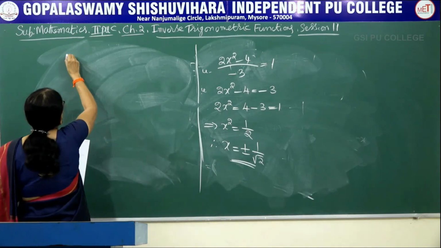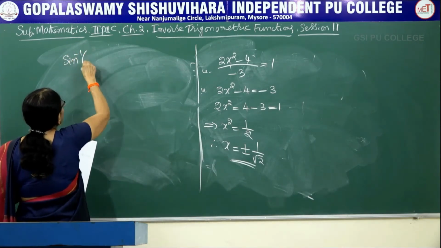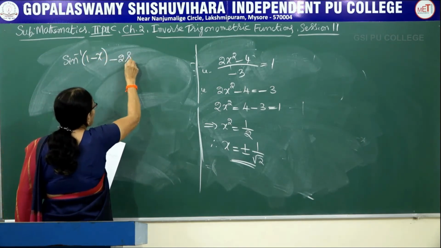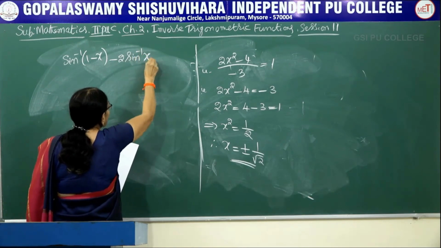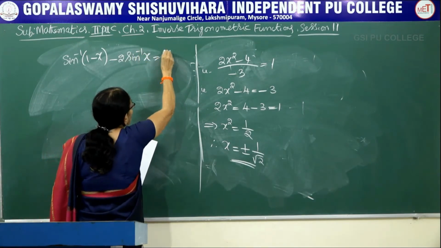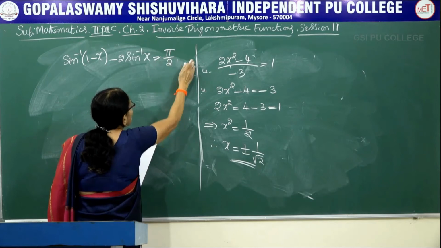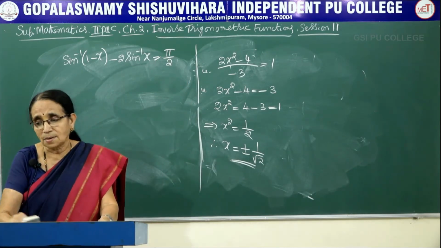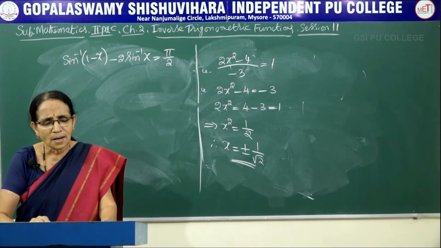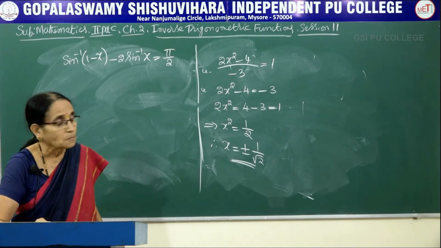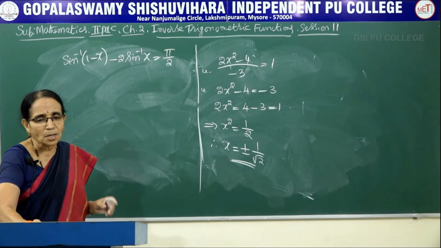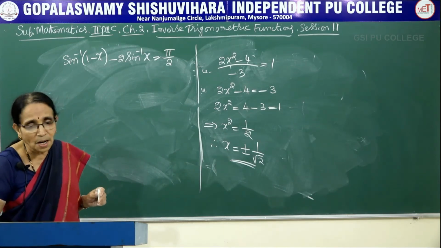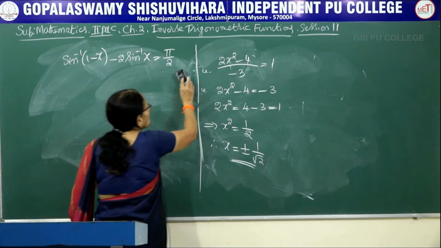Now let me solve this one. sin⁻¹(1 − x) − 2 sin⁻¹ x is equal to π/2. As it is, I cannot directly apply any formula or property. So what I do is rearrange the terms here and try to get the value of the unknown quantity.